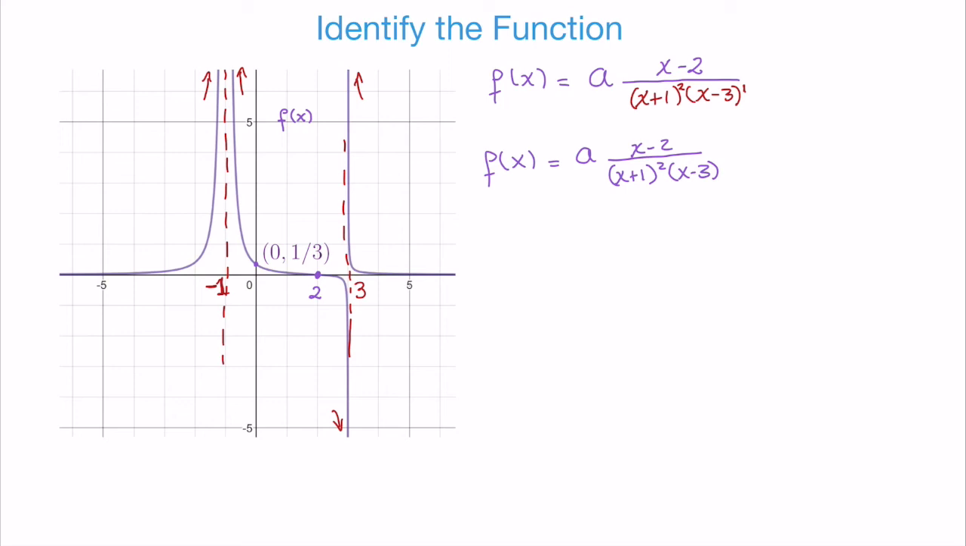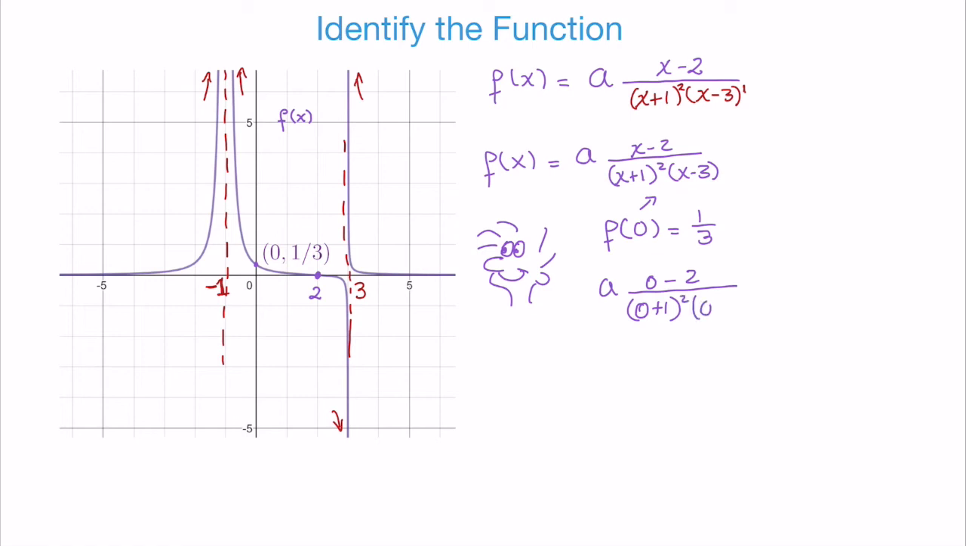And the last piece to find a, we look at the y-intercept. We just got a y-intercept there. That was the last piece to be able to find a. The y-intercept tells us that f of 0 is 1/3. Plugging 0 into the equation, we have a times (0 minus 2) over (0 plus 1) squared times (0 minus 3), and that equals 1/3. That is a times -2 over -3 equals 1/3.